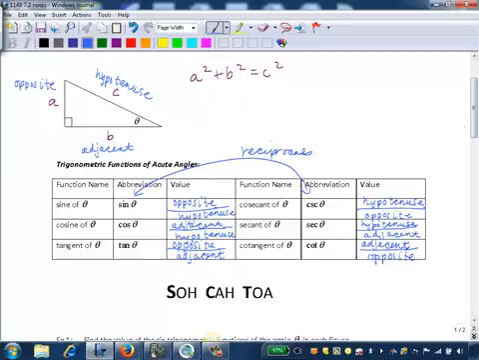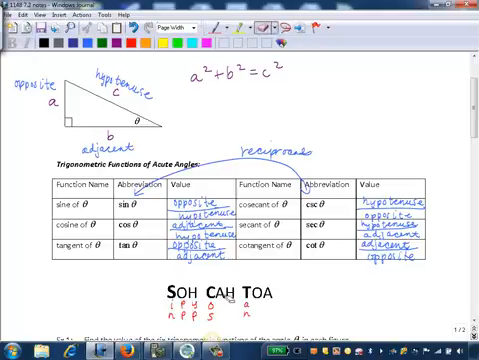To help us remember all of these trig functions, this mnemonic is useful. SOHCAHTOA, S-O-H-C-A-H-T-O-A. So the S, the C, and the T, sine, cosine, tangent. So I'll use the abbreviation sine, cosine, tangent. So sine is the ratio of the opposite to the hypotenuse. So the O is opposite. I'll just abbreviate OPP. And I'll abbreviate hypotenuse, HYP.